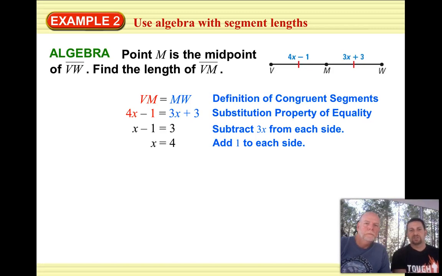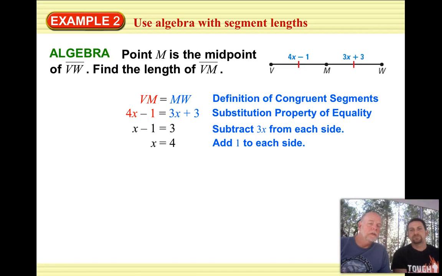So I've got to take that x equals 4 and substitute it back in. It doesn't matter which one you substitute it into, because VM is the same as MW. If you like the equation of MW better, plug it into 3x plus 3. Or if you like the equation of VM better, plug it into 4x minus 1. It doesn't really matter, because you're going to get the same answer both times, because part equals part, because it's that midpoint.